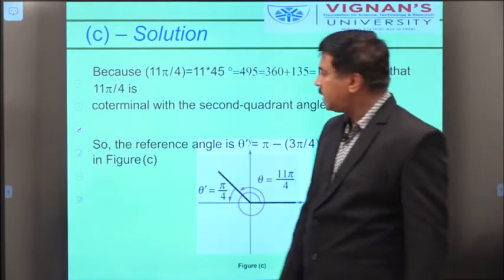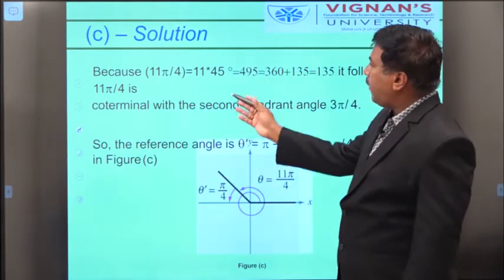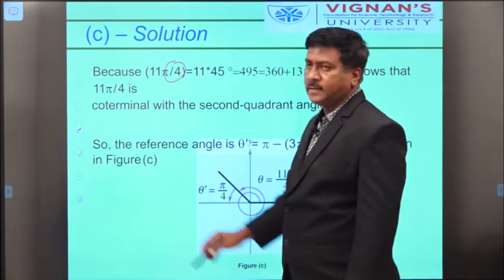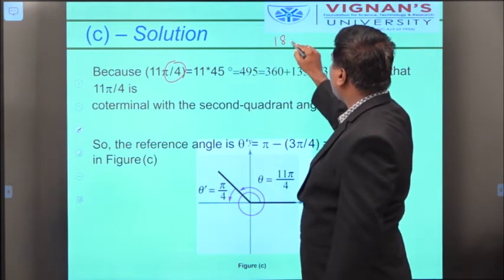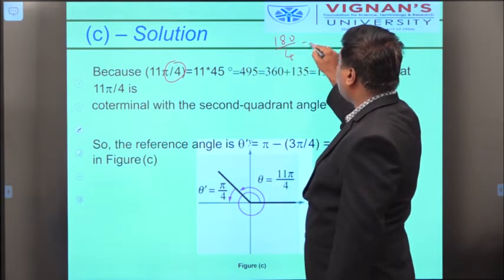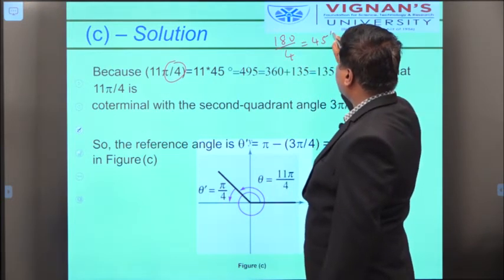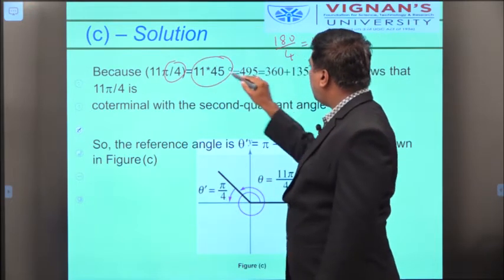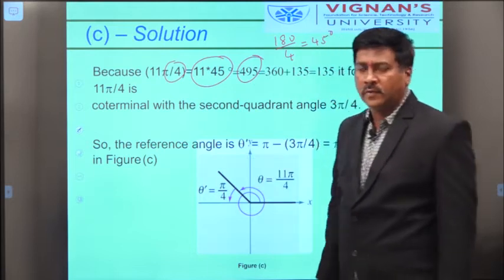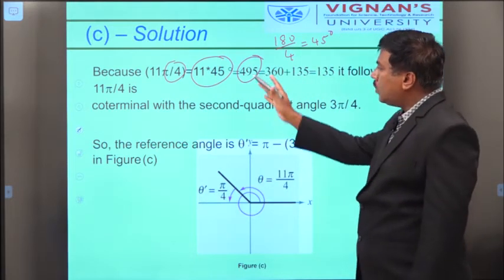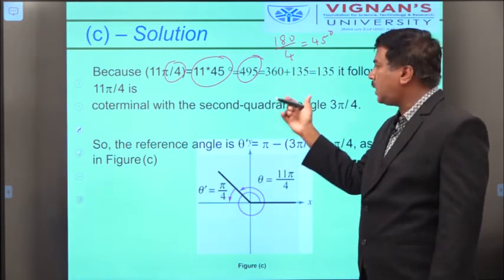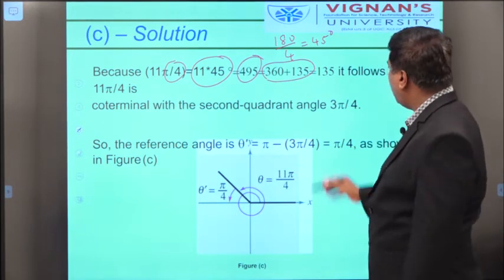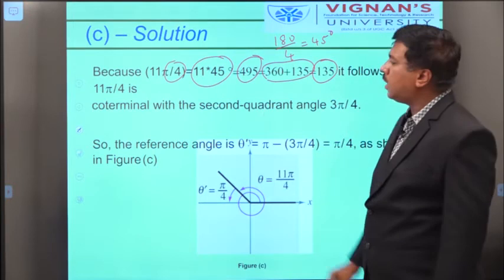Now, coming to the next example. 11 pi by 4. Pi by 4 is nothing but 45 degrees, because I have to take 180 by 4, so that is 45 degrees. That is to be multiplied with 11, then we will get 495. That is greater than 360. Therefore, you have to write this 495 as 360 plus 135. Then it follows 135 only.